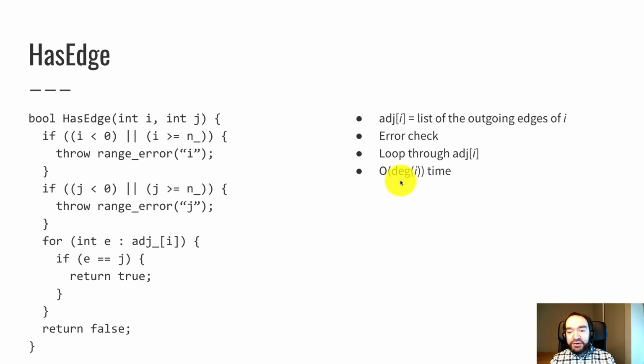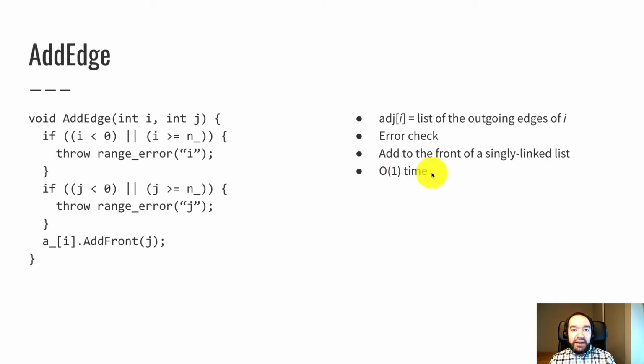So this takes big O of the degree of i time. This is where this degree of i thing comes into play. This loop clearly repeats once for every element of this list, so we need to know the length of that list, and it spends constant time on each iteration. So degree of i is the length of adj of i, so this operation takes big O of degree of i time.